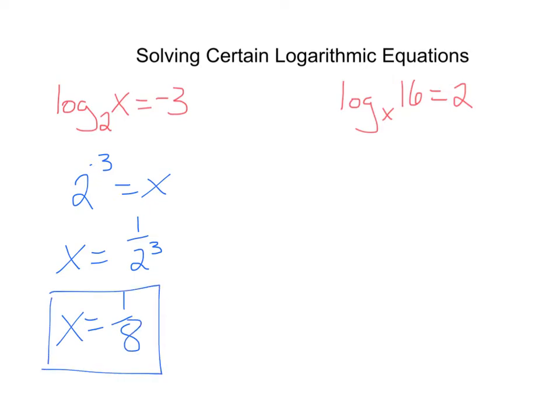So let's take a look at another situation. Our log base x of 16 equals 2. A logarithm equals an exponent, and our base is the same. So in this case, the base is x, our exponent is 2, and that equals 16. So we'll take the square root of both sides, and x equals a positive and a negative 4.